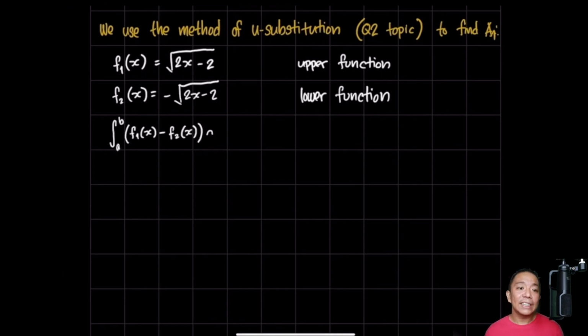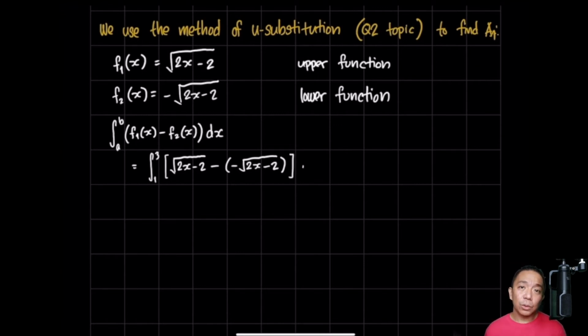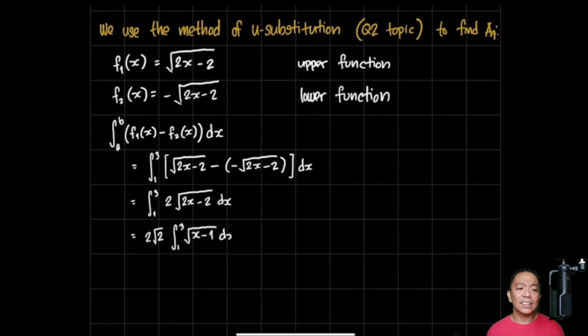This will be the definite integral from a to b ni f sub 1 minus f sub 2 of x. Substituting the values that we have, this will be the definite integral from 1 to 3 ni square root of 2x minus 2 minus the negative of square root 2x minus 2. E di syempre, ano lang yun, magdodoble lang siya. We could just rewrite it as the definite integral from 1 to 3 ni 2 times square root of 2x minus 2. We could factor out 2 and square root of 2 from the expression sa integrand and rewrite this as 2 square root of 2 times definite integral from 1 to 3 of the square root of x minus 1. So here is our problem, yung square root of x minus 1.